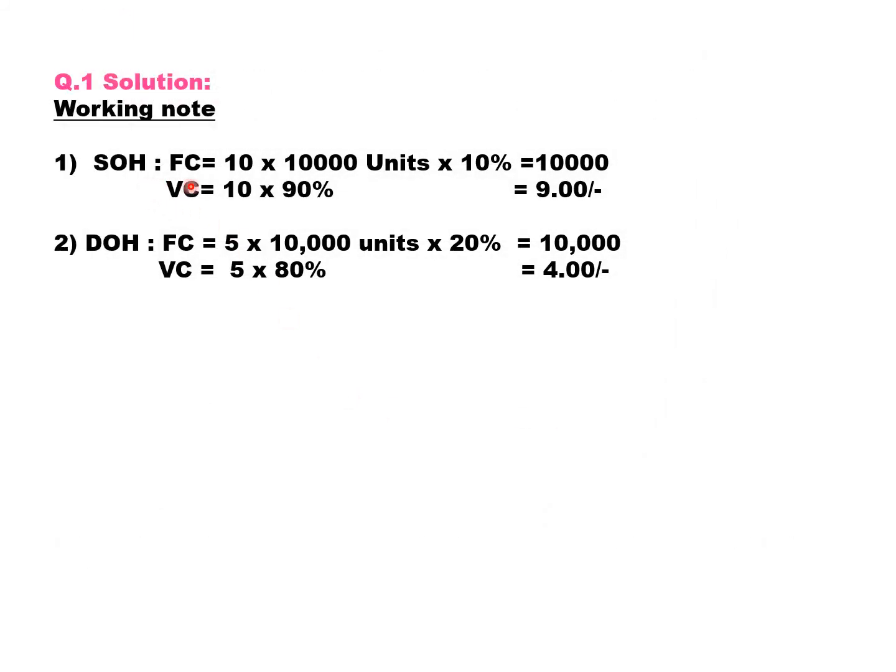Selling overhead, students: fixed 10 rupee into 10,000 into 10%, you get 10,000 rupees. Variable 10 rupee into 90%, 9 rupee. Similarly, you can calculate for distribution overhead. Fixed cost 5 rupee into 10,000 units into 20%, you get 10,000. Variable 5 rupee into 80%, you get 4 rupee.